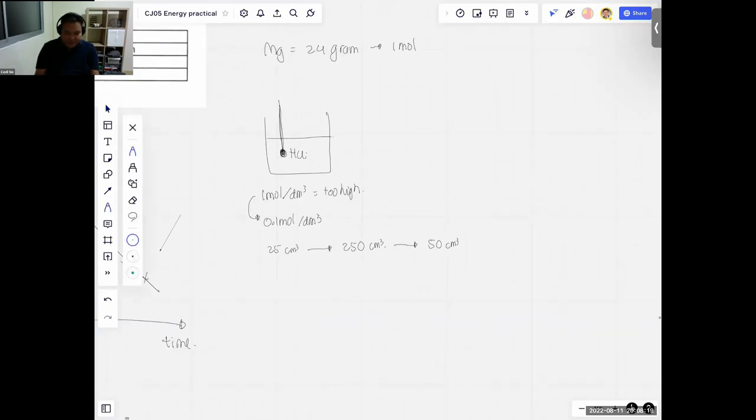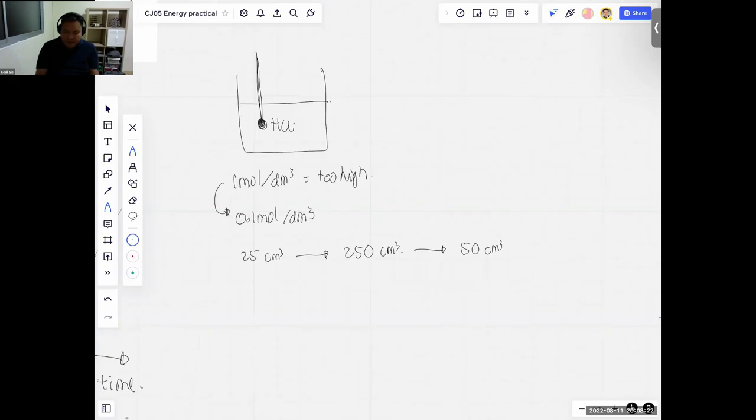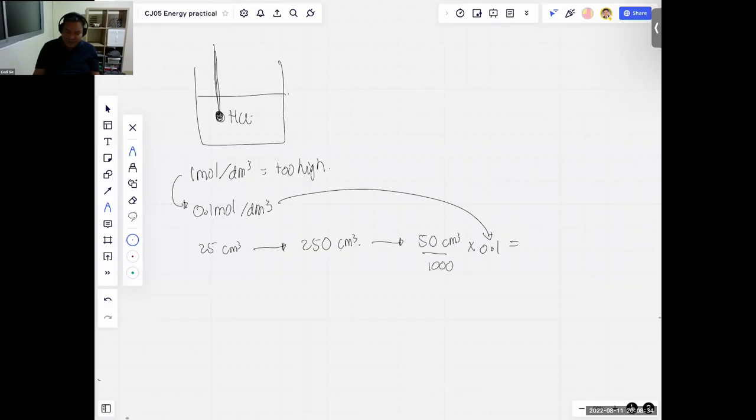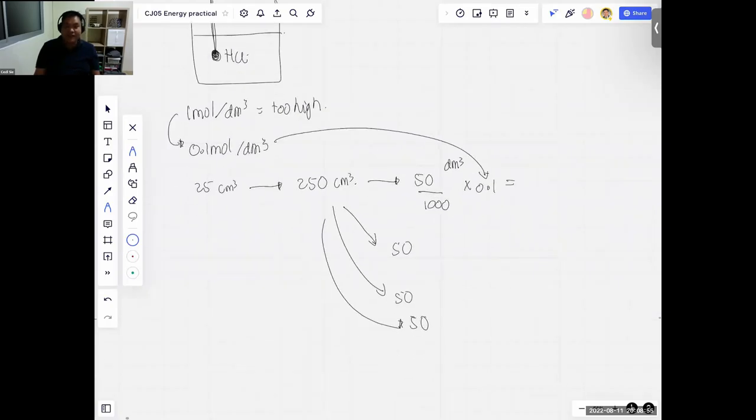Then this one, 0.01 times 0.1. Okay. How much you get? Okay, this 250, you divide it into 5 now. You get 50, and 7. You divide by 5.